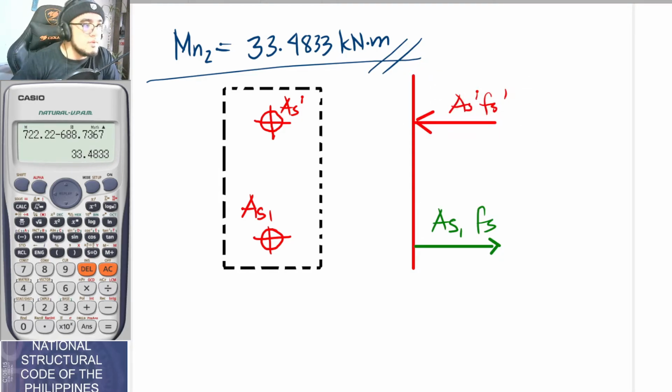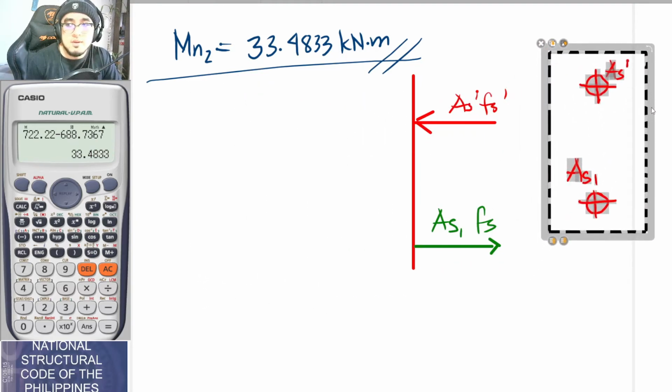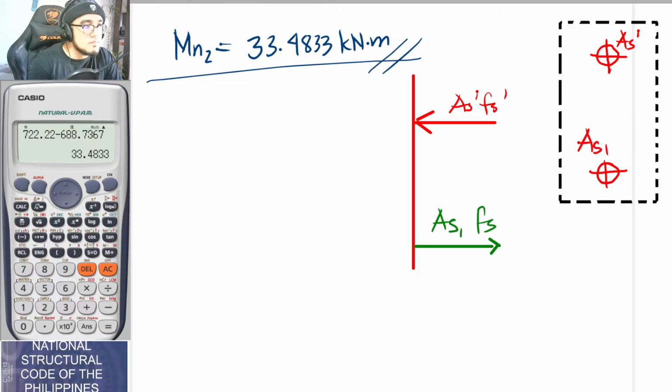Okay, so it will be up to you on which AS we would be solving first. We can solve for AS1 first, or we can solve for this one first. But in my preference, I want to solve for the tensile bars first. So for the tensile bars, moving this one aside once again, let's move it here.